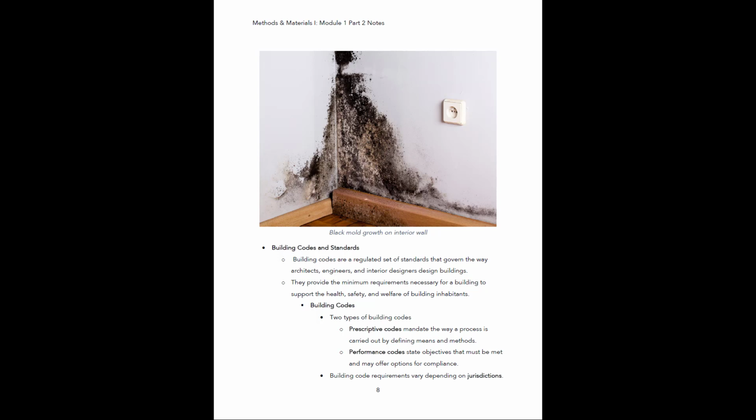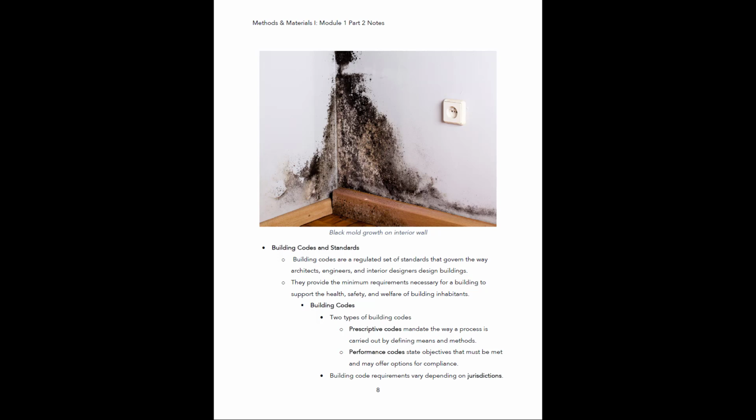There are two types of building codes: prescriptive codes and performance codes. Prescriptive codes mandate the way a process is to be carried out by defining means and methods. So, for example, how are we constructing something? That would be an example of prescriptive code. What's the process of putting together this wall assembly, for example? Think of something like that.